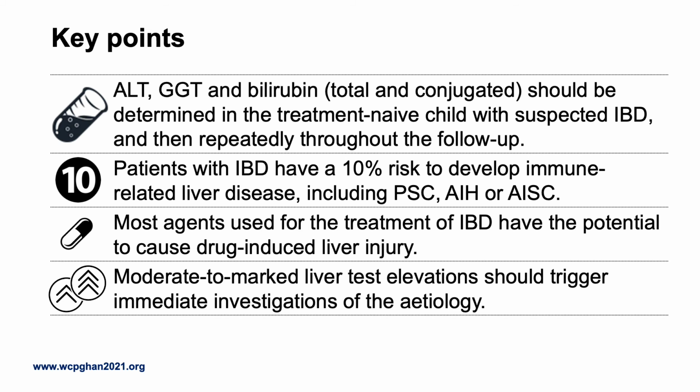2. Patients with IBD have an almost 10% risk to develop immune-related liver disease, including primary sclerosing cholangitis, autoimmune hepatitis, or autoimmune sclerosing cholangitis, also known as overlap syndrome. 3. Most agents used for the treatment of IBD have the potential to cause drug-induced liver injury. 4. Moderate to marked liver test elevations should trigger immediate investigations of the etiology.